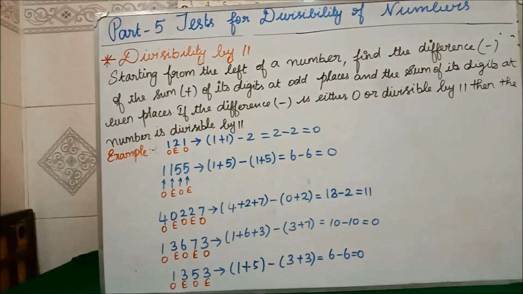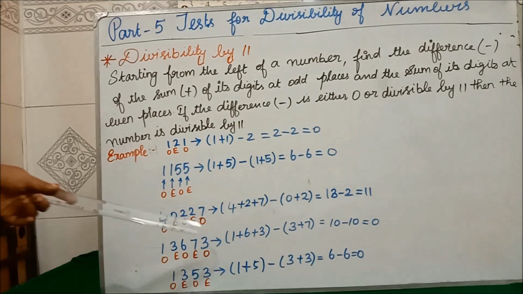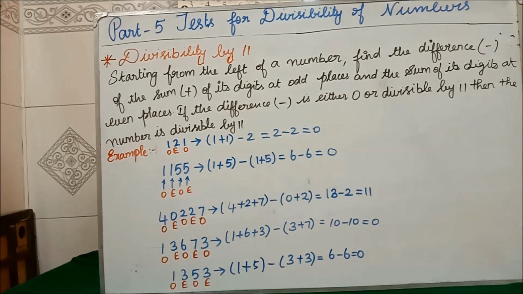What they are saying? Either it should have to get 0 or it should be divisible by 11. Okay, 11 will be divisible by 11? Yes, it is divisible by 11. Then 40,227 is again divisible by 11. Clear all of you?